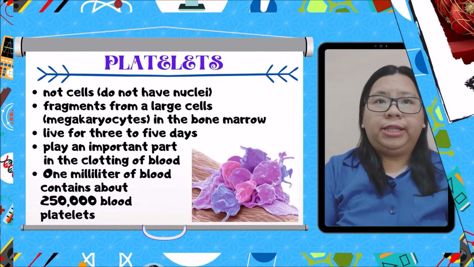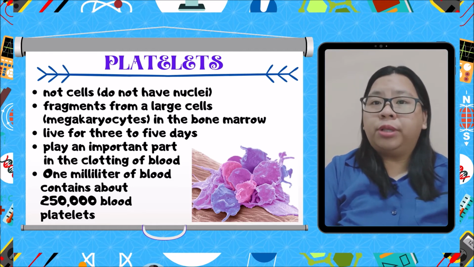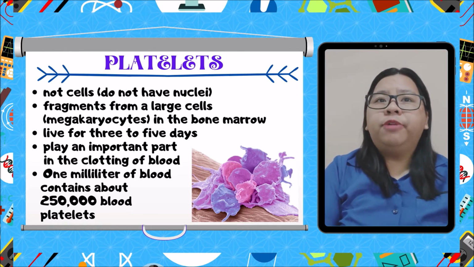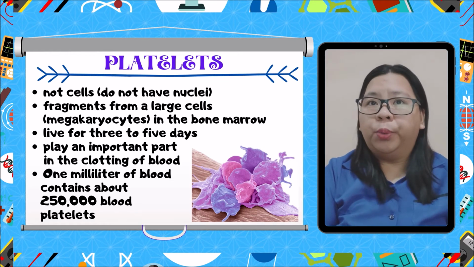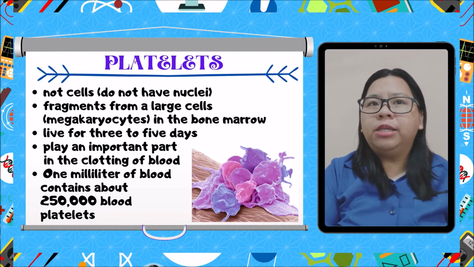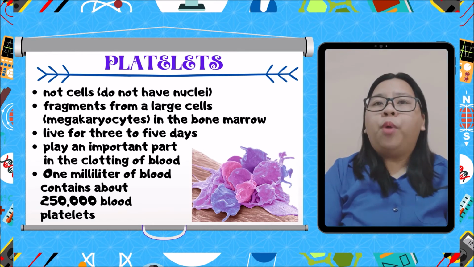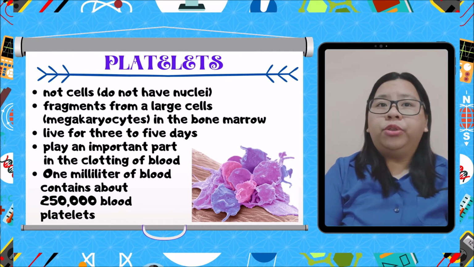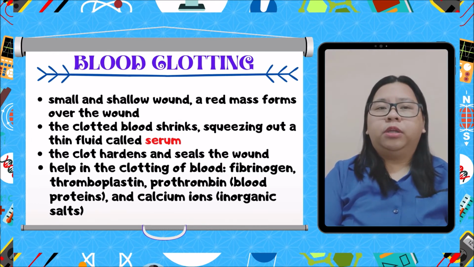Next is the platelet. Blood platelets are not cells. They do not have nuclei. They are fragments from large cells called megakaryocytes in the bone marrow. They live for 3 to 5 days and they play an important part in the clotting of blood. 1 milliliter of blood contains about 250,000 blood platelets.